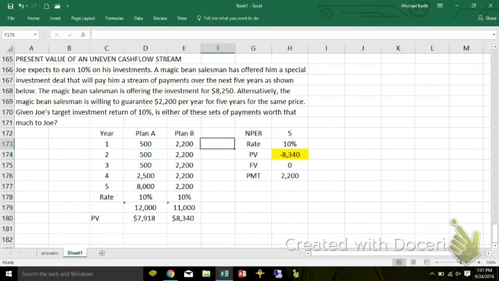You can calculate the present value of a series of payments that are uneven. Now you can use the PV function on Plan B because each of these payments is the exact same amount at each of the ends. But you can't use the PV function when the payments are uneven. But that's where the NPV function comes in. So the function is NPV, the interest rate, and then the cash flows. Fairly simple formula.